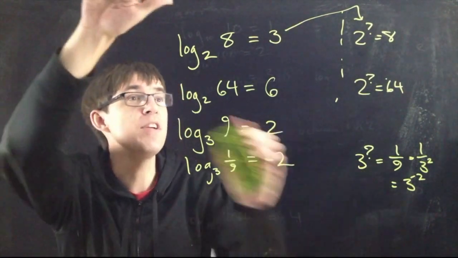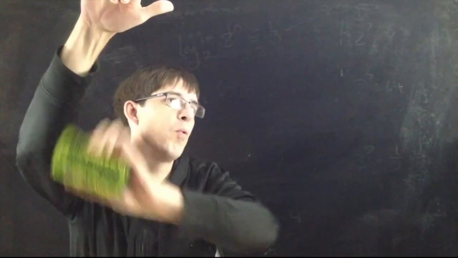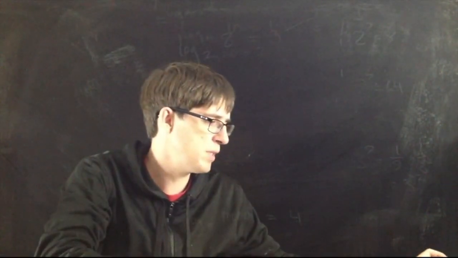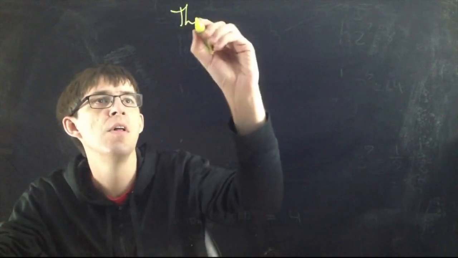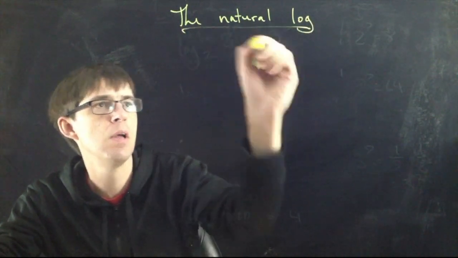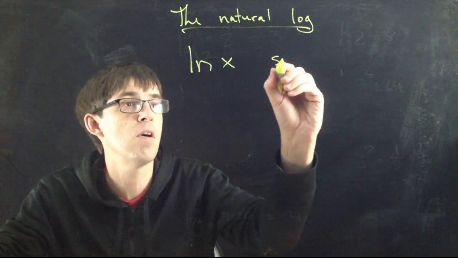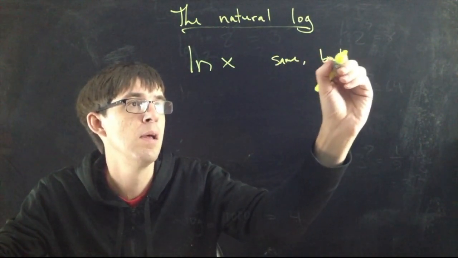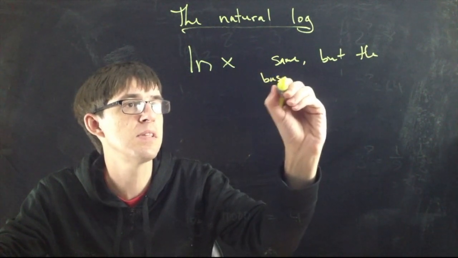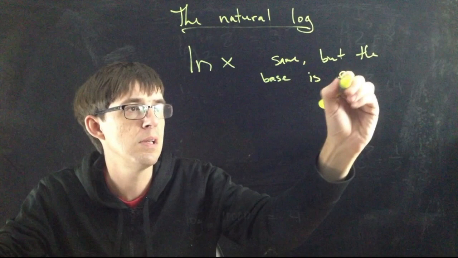There is one very special logarithm that we are going to use probably more often than the others. It is important, especially in calculus. It is called the natural logarithm, or the natural log, and it is written this way, ln of x. The natural log is just the same as all the other logarithms, but the base is this fancy number, the special number, e. All right, the base is e. Otherwise, it's the same as the other logarithm.